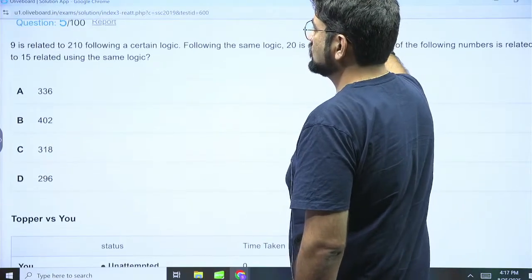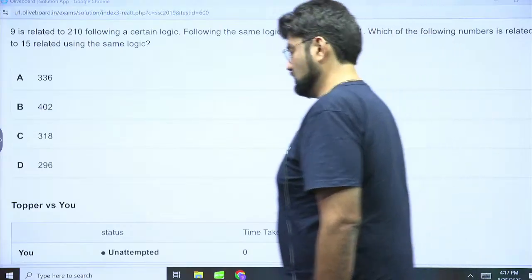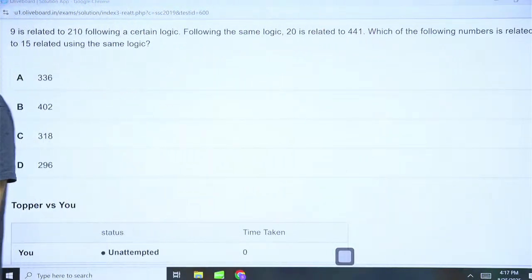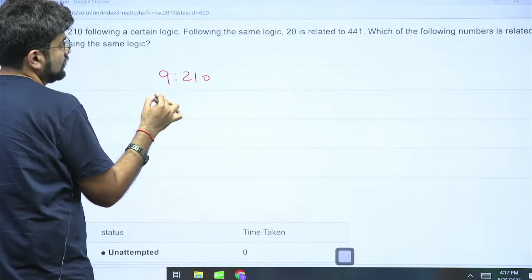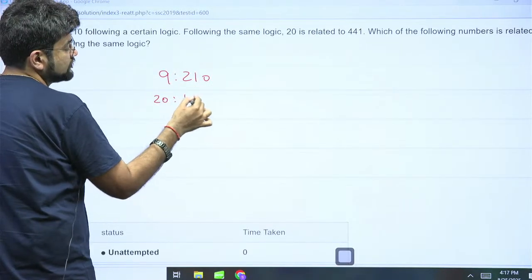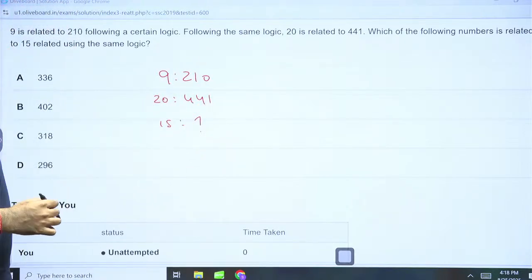So 9 is related to 210. Oh, this is a very good question. 9 is related to 210 with a certain logic. Following the same logic, 20 is related to 441. Then which of the following numbers is related to 15 using the same logic? Now see, look at the trap. There is a very good trap laid down for you. That can be your strength also. This is the question. Okay.